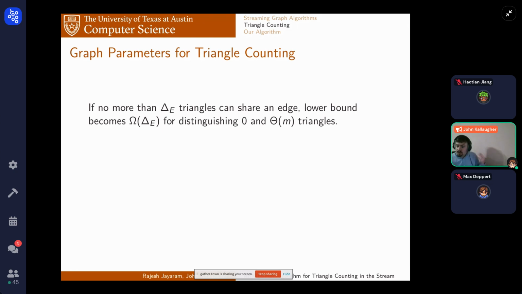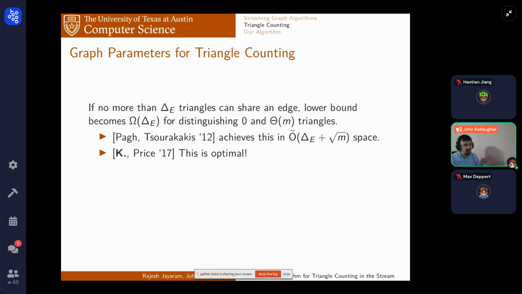Now, a fair amount of work has been done with this additional parameter. There's this algorithm of Pavan and Tsourakakis that gives you delta E plus square root m space. And we have this lower bound that says that this is actually optimal. You can get a separate lower bound even in graphs where only one triangle can ever share an edge, such that you need omega m space to solve this situation.